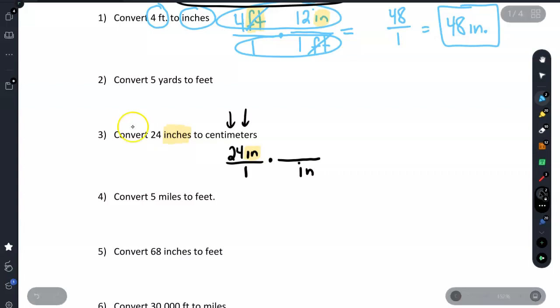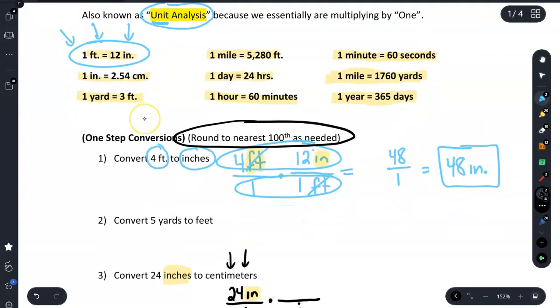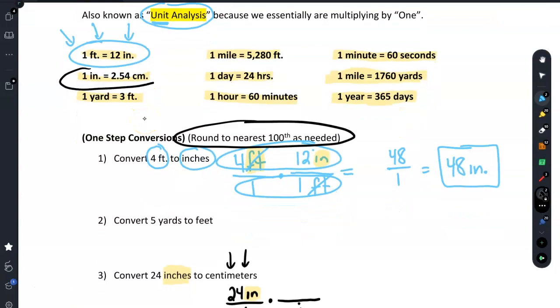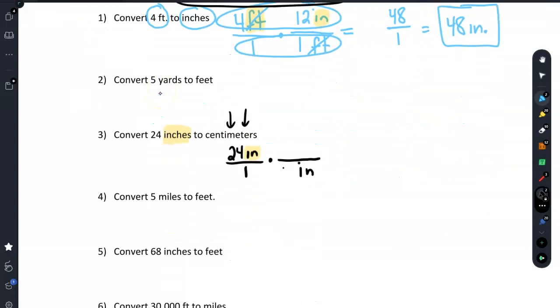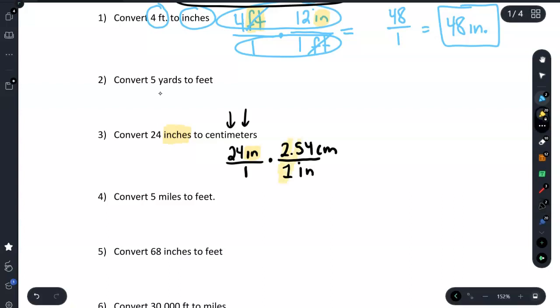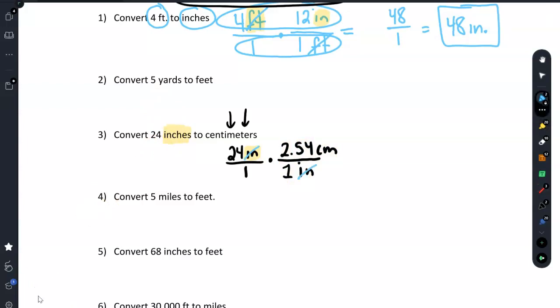I want to go to centimeters. So I'm going to look and see, do I have one that goes from inches to centimeters? And I do. I have 1 inch is 2.54 centimeters. Now that's essentially me multiplying by 1. 2.54 centimeters is 1 inch, so I'm just multiplying this by 1. So now the word inches would cancel. I'm going to go to blue for this one. The word inches would cancel.